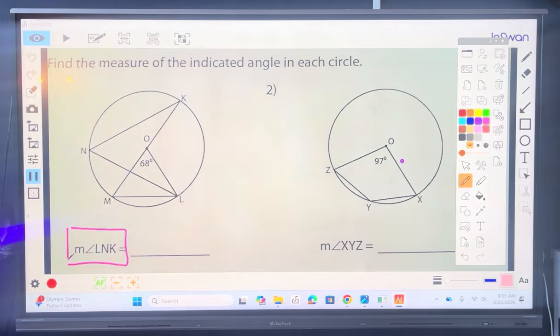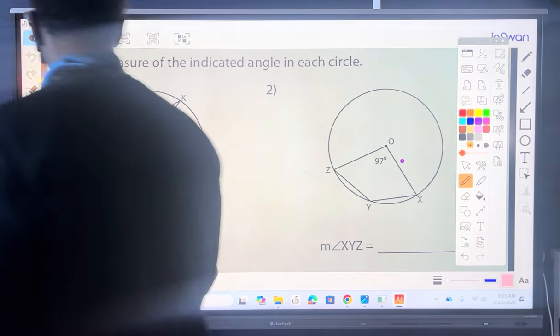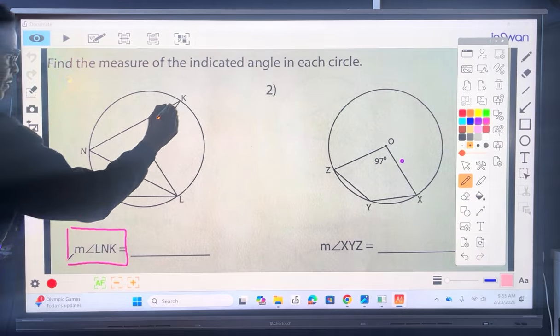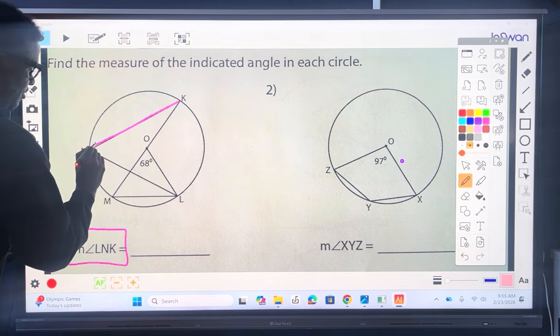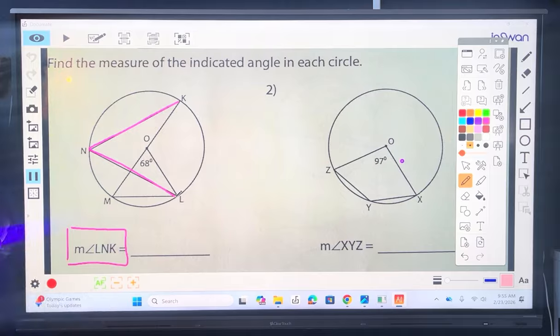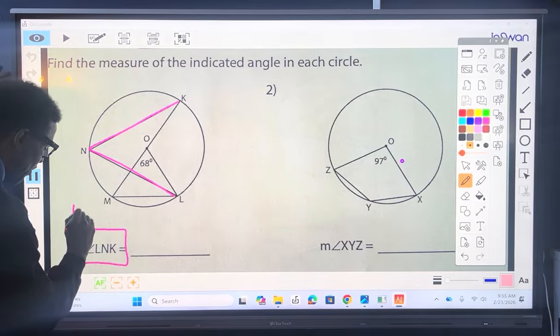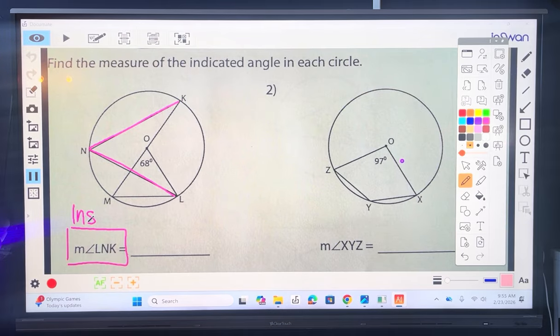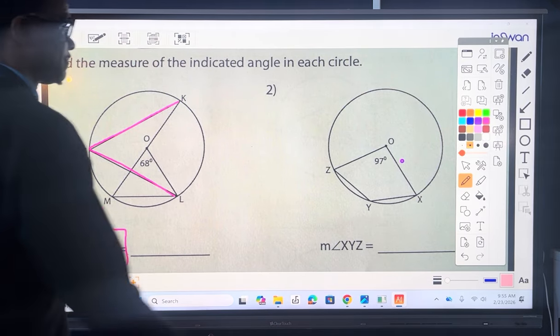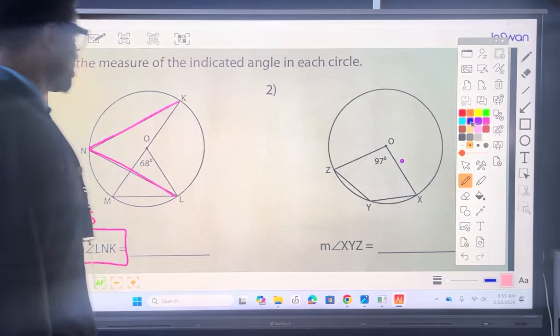This one's tricky. Take a look. Chat, L and K is my what? Your inscribed. Label that as inscribed. So whatever we get, we're going to have to divide it by 2. Now watch. What did they give us?